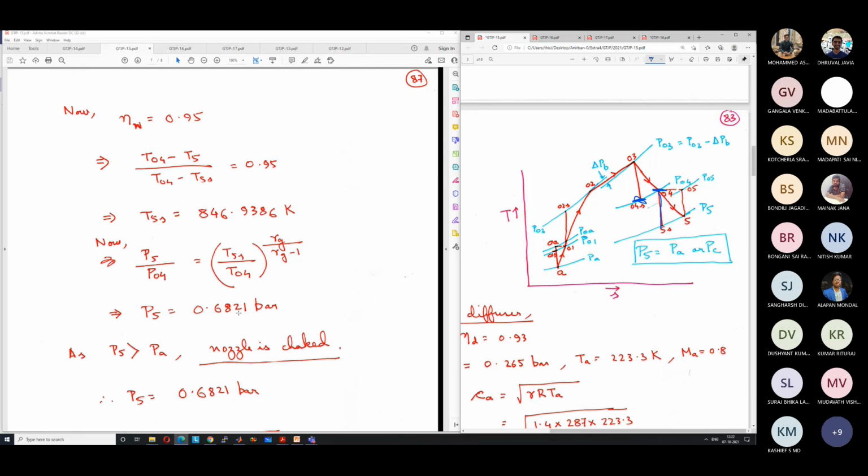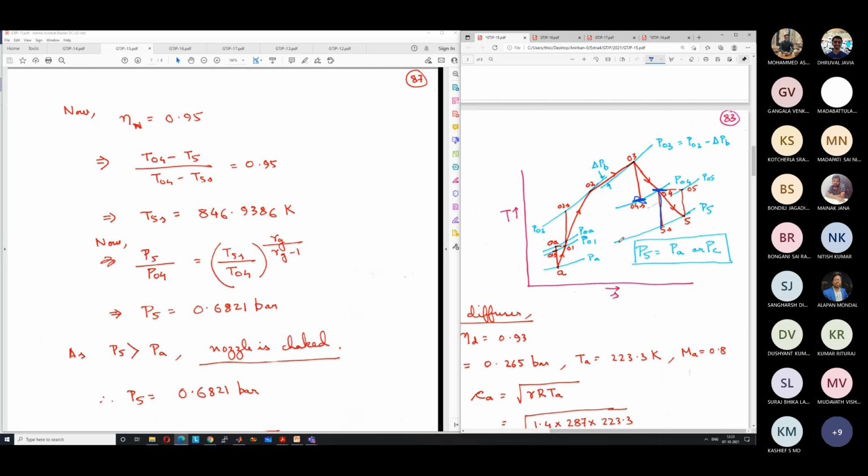It need not be greater than PA. In most cases for turbojet, it will be greater than PA, but we will see later that for turbofan, it may or may not be greater than PA. So it has come out as greater than PA, so the nozzle is choked. So our initial assumption is correct. That is why I have not denoted it by PA. I have said that P5 is equal to PA or PC.